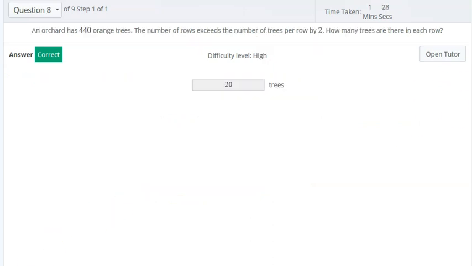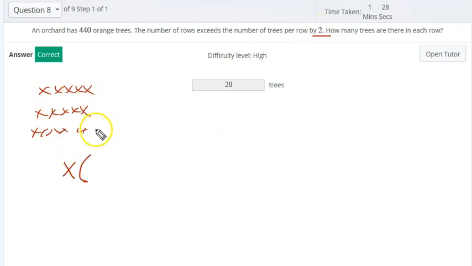Now, for this one, I recall we did one very similar to this in our flipped classroom lesson, and it's an orange grove. So you have rows of trees, just sketching it out here, and the number of rows exceeds the number of trees that are in each row by 2. So let's say the number of trees in each row is x.